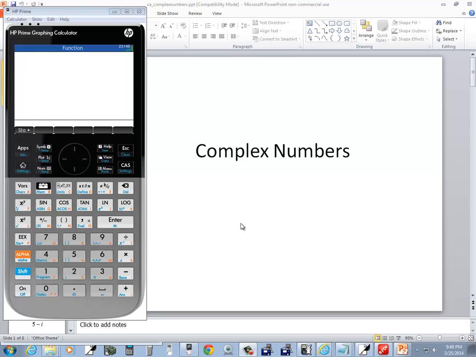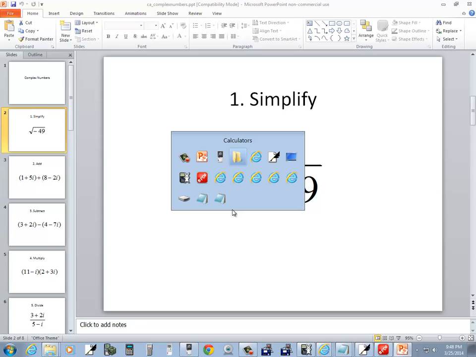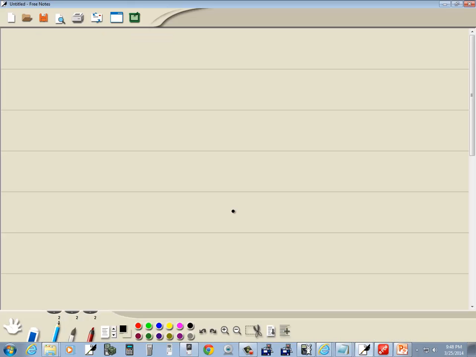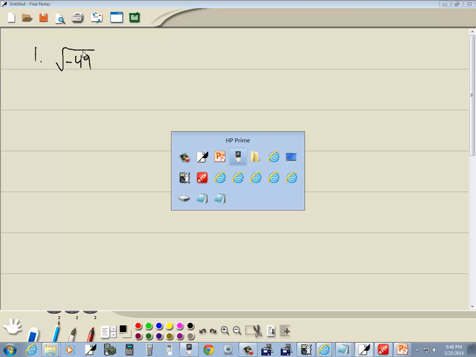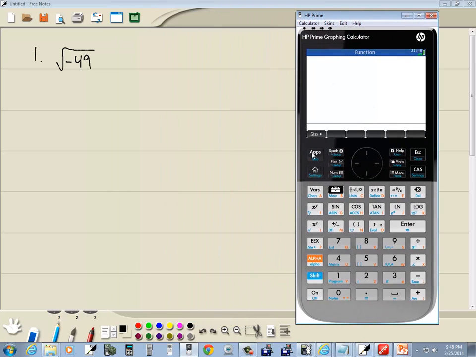Let's take a look at complex numbers on the HP Prime calculator. We'll take a look at our first one here, square root of negative 49. You want to be on this screen right here. If you're somewhere else, like under apps, just press escape and you get back to here. Now, you want to make sure you're in the correct mode. Click home, and that'll take you here.